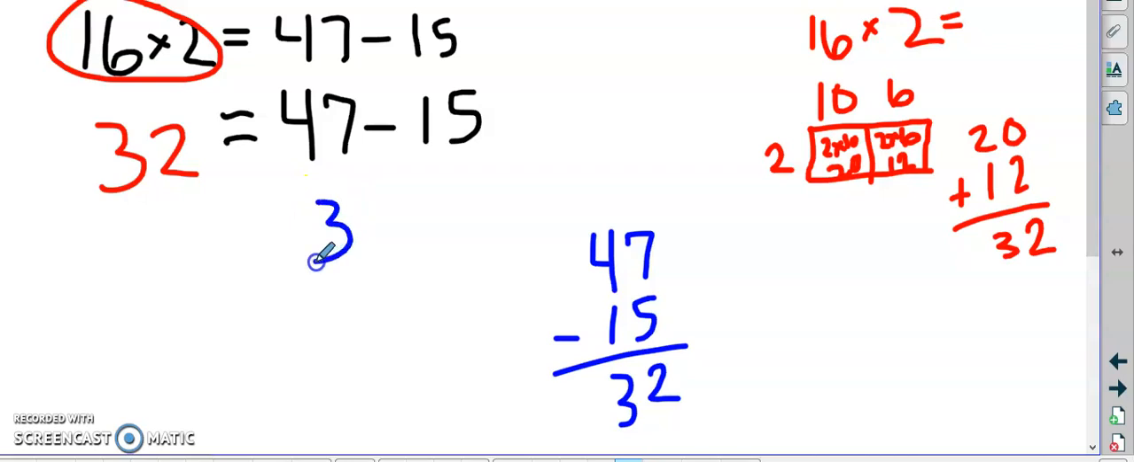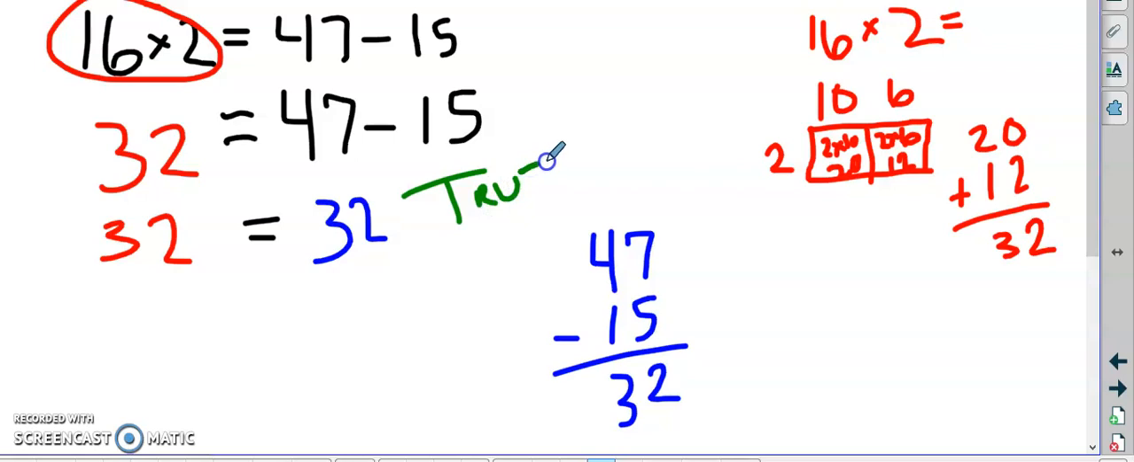So now we have to ask ourselves, does 32 equal 32? Oh, it does, doesn't it? So here we found a truth. So here is one of our truths. You're going to have to figure out the rest on your own. But I hope now that you've seen how we can solve these that you will be able to do it a little bit easier today.